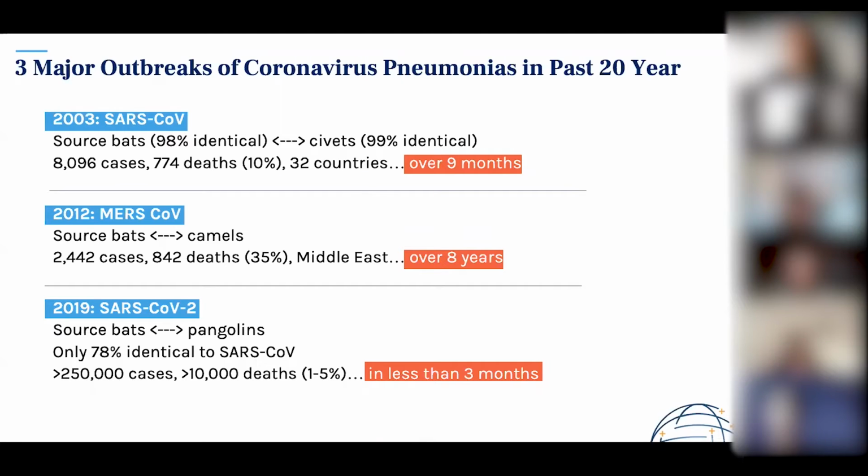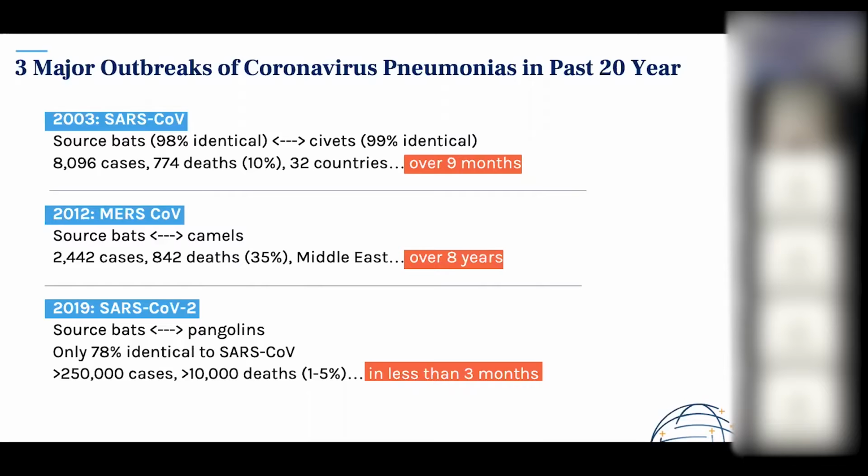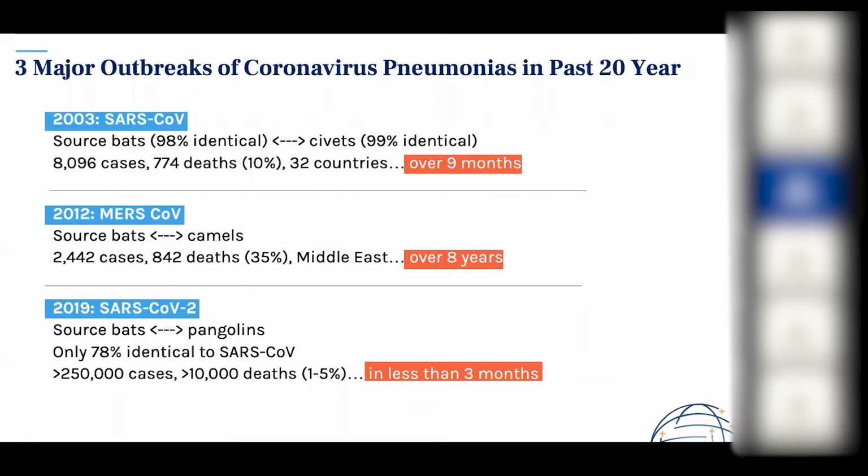And then in 2012, we had another coronavirus called MERS. MERS stands for Middle Eastern Respiratory Syndrome. That began in the Middle East, Saudi Arabia, and other countries in the region. We think the source came from bats and probably camels. This coronavirus also caused a lot of deaths.